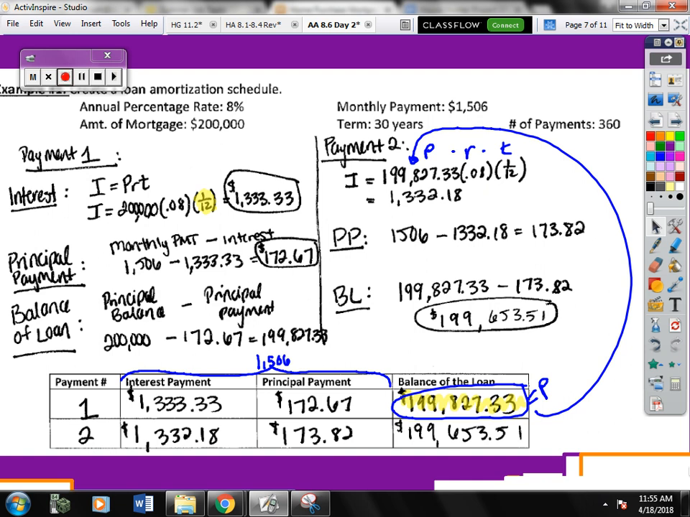Now, if we were to do a row 3, because I think your homework does have you do a third row, you only have 2 questions for homework, but I think it may ask for a third row. This would be your new P, and you would calculate it using I equals PRT, subtract, and then you would subtract this from this to get this.